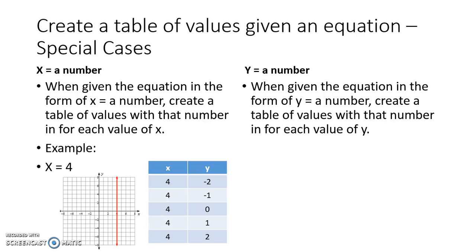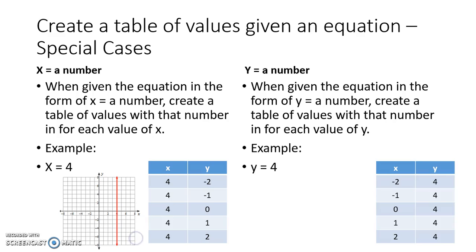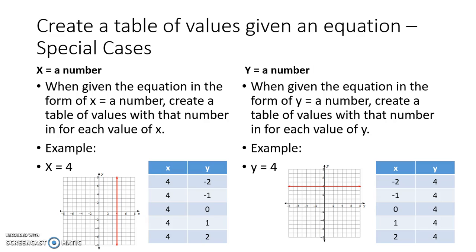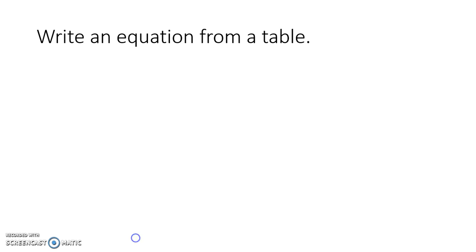When given the equation in the form of y equals a number, create a table of values with that number in each value for y. So the example here would be y = 4. I would have different values for x, but my y's would all equal 4. And remember that y = 4 crosses the y-axis at 4 and is a horizontal line.